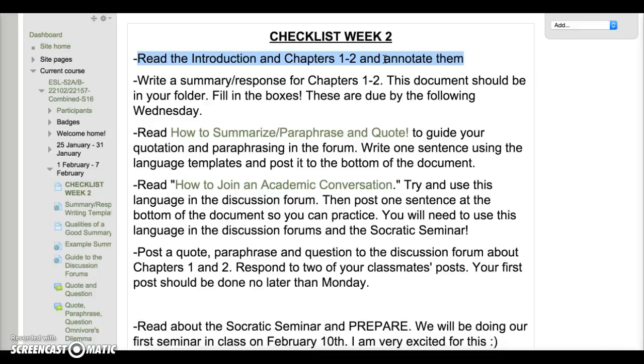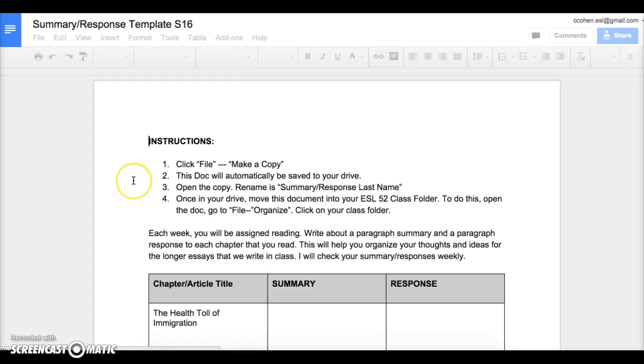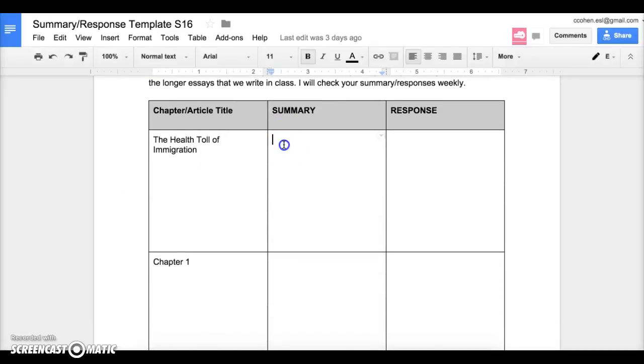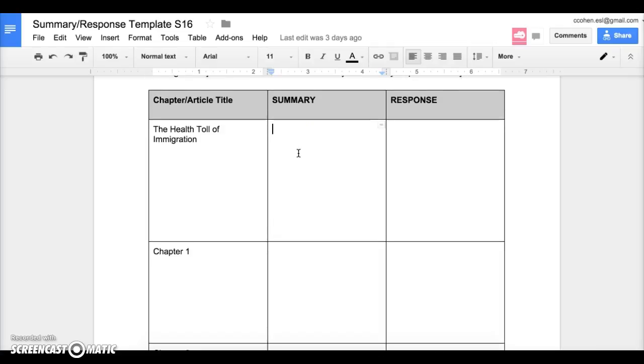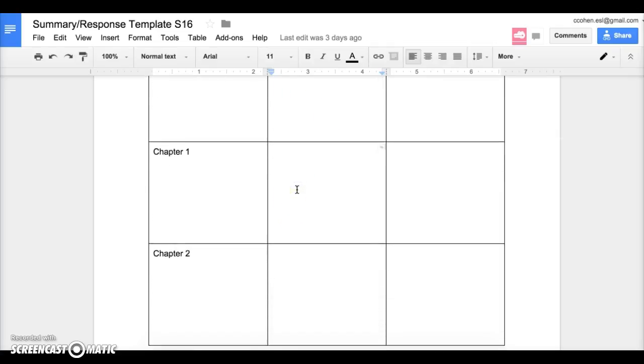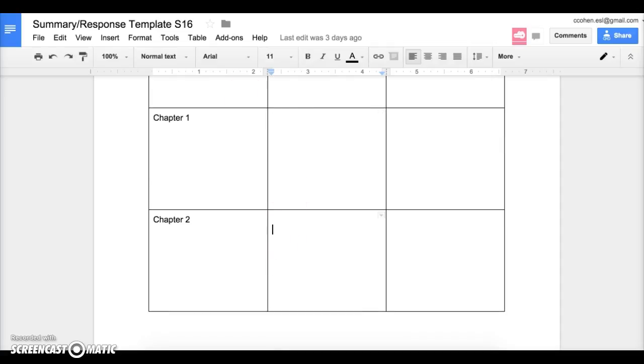You're going to have your summary response due next Wednesday just for chapters 1 and 2. You do not need to write a summary response for your introduction. Remember, your summary response should be written in this document, which is living in your folder. So by next week, you will have one for Chapter 1 and Chapter 2.